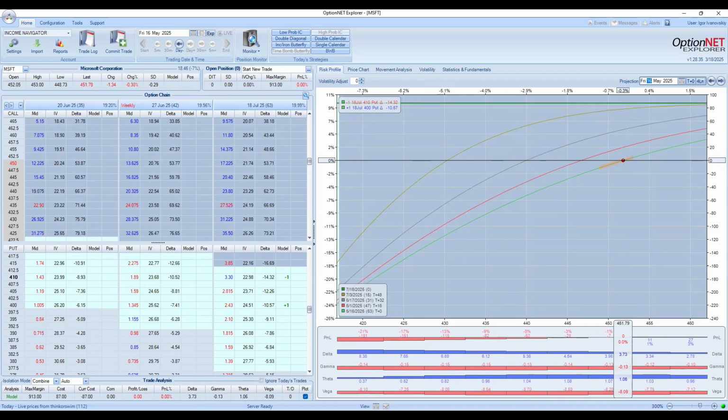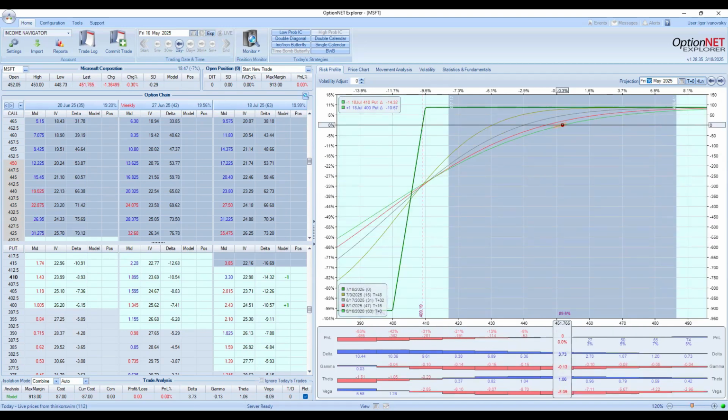And that's because the software is assuming that over time, volatility is going to contract and the value of these puts is going to decrease due to theta or time passage. So these are not guarantees, but these are projected T plus 0 lines out in time.